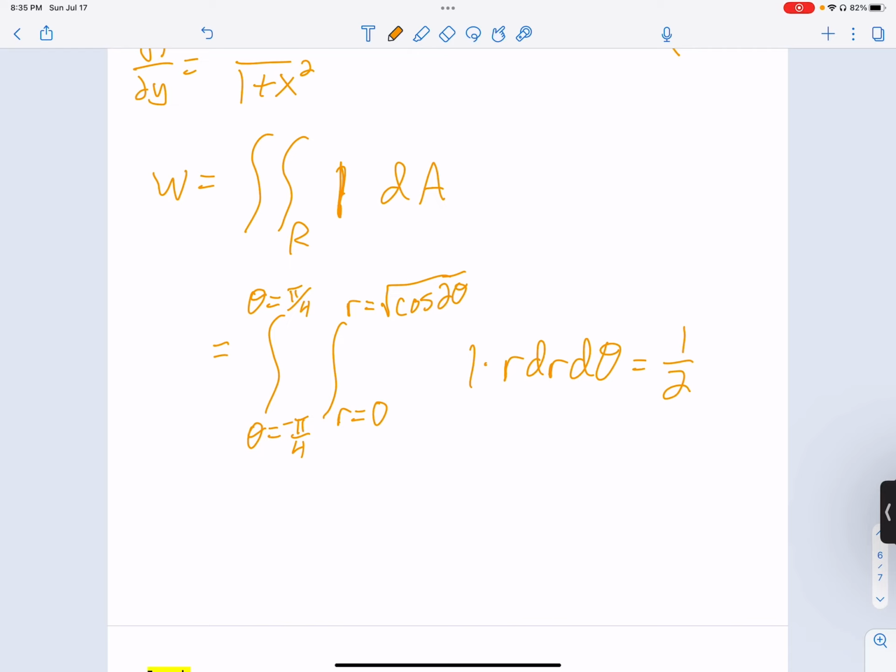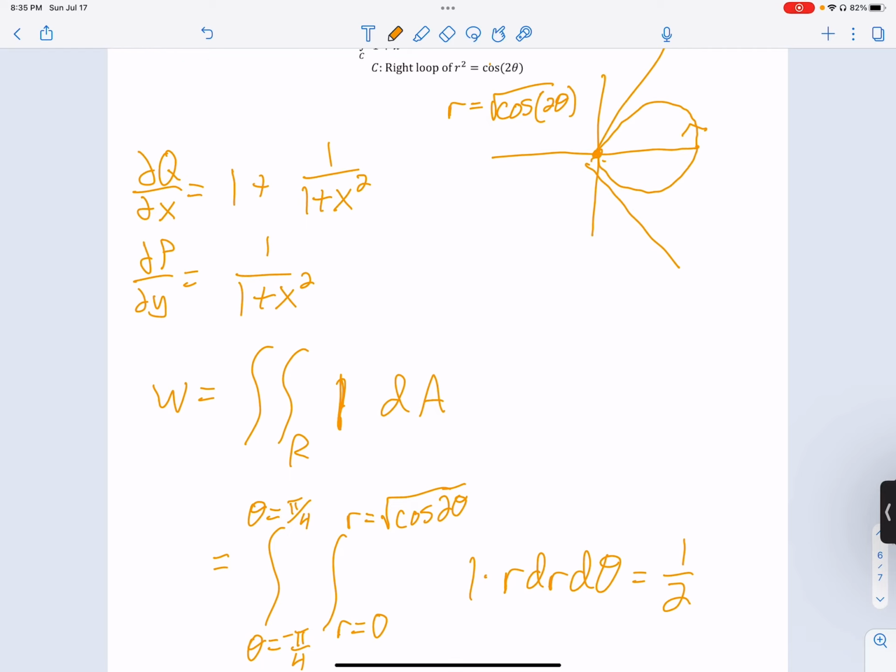So it's just using polar. The setup is the big thing, using Green's theorem at the beginning. Getting to here is previous skills.